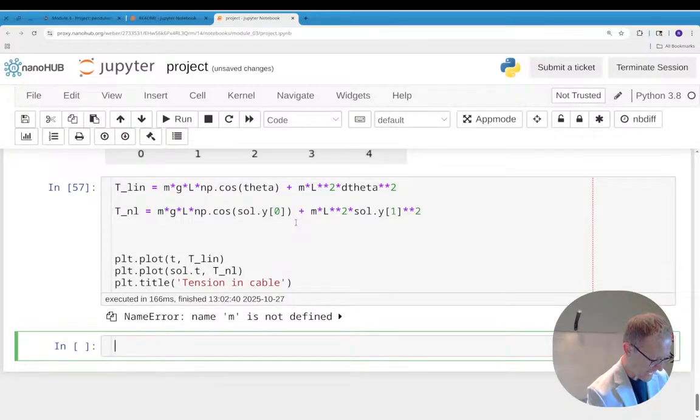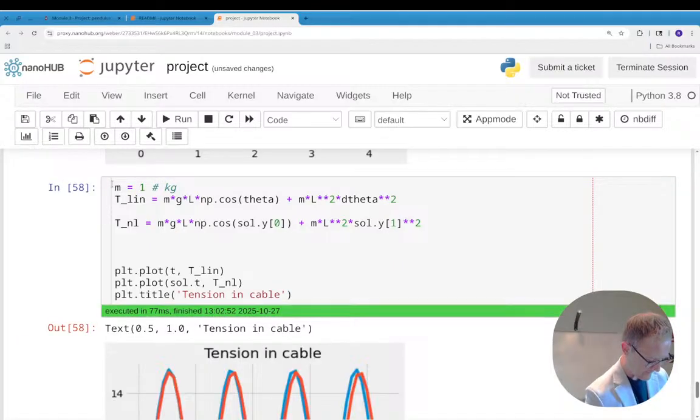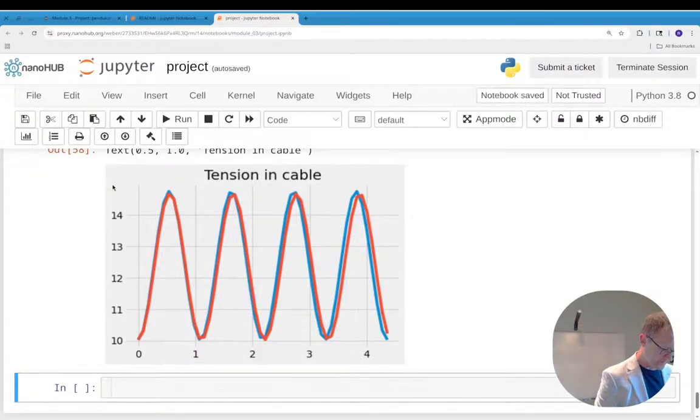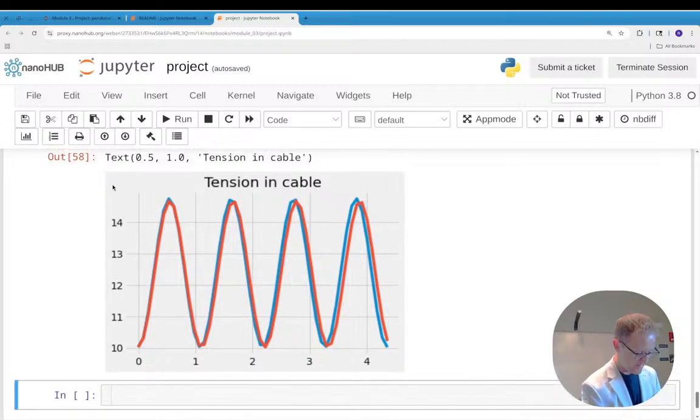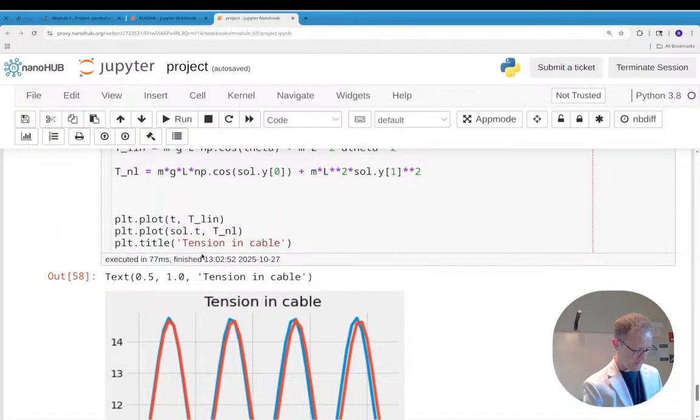Oh, it would help if I had mass defined. It might be defined somewhere in there, but let's call it 1 kilogram. Or you could say that it's like tension per mass. Like the bigger the mass, the more tension we have. How do the answers look? It's okay, right? Seems to be about right.